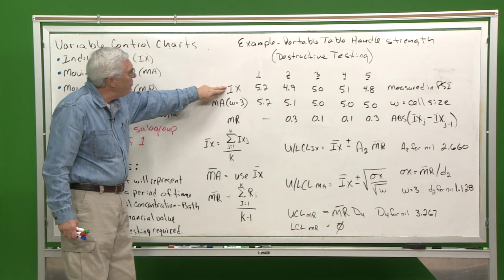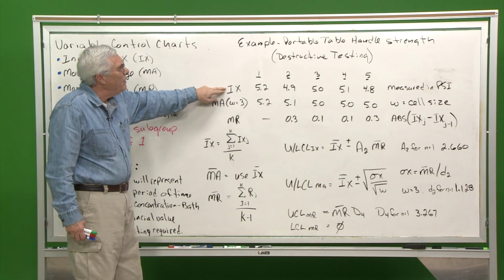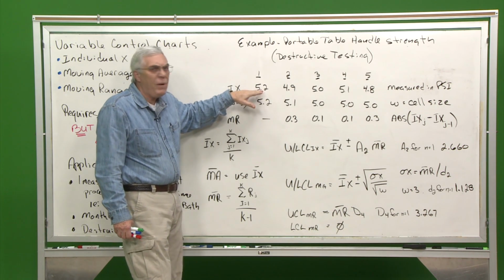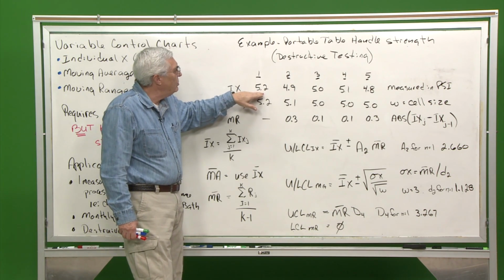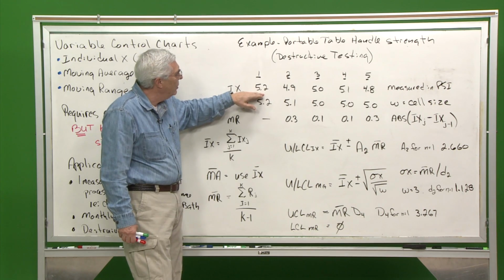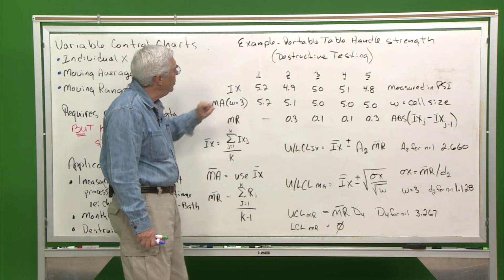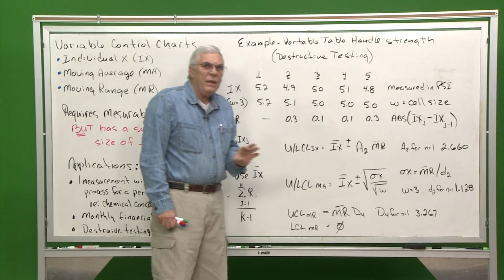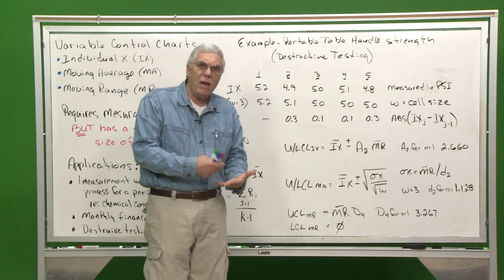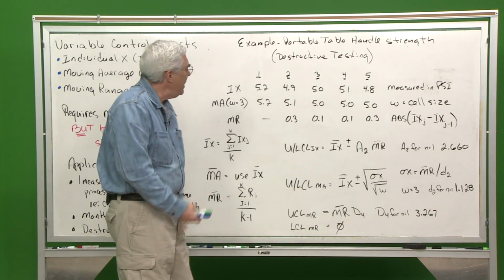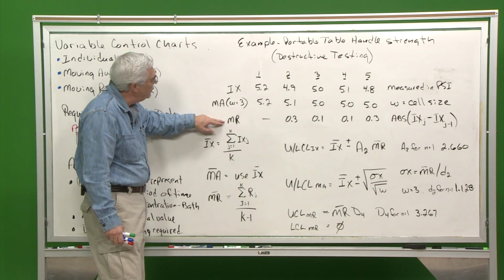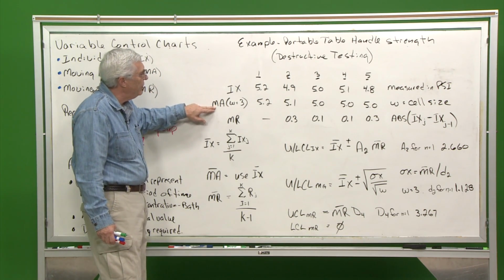And I'm going to start off with my individual X value. Now, these values are simply the measured PSI, or pounds per square inch, that it took to tear that handle off the table. So on the first one, 5.2, 4.9, 5.0, 5.1, 4.8, they're simply the individual PSIs for what it took to get that handle off the table. I can use that now with this, or I can choose to do a moving average.